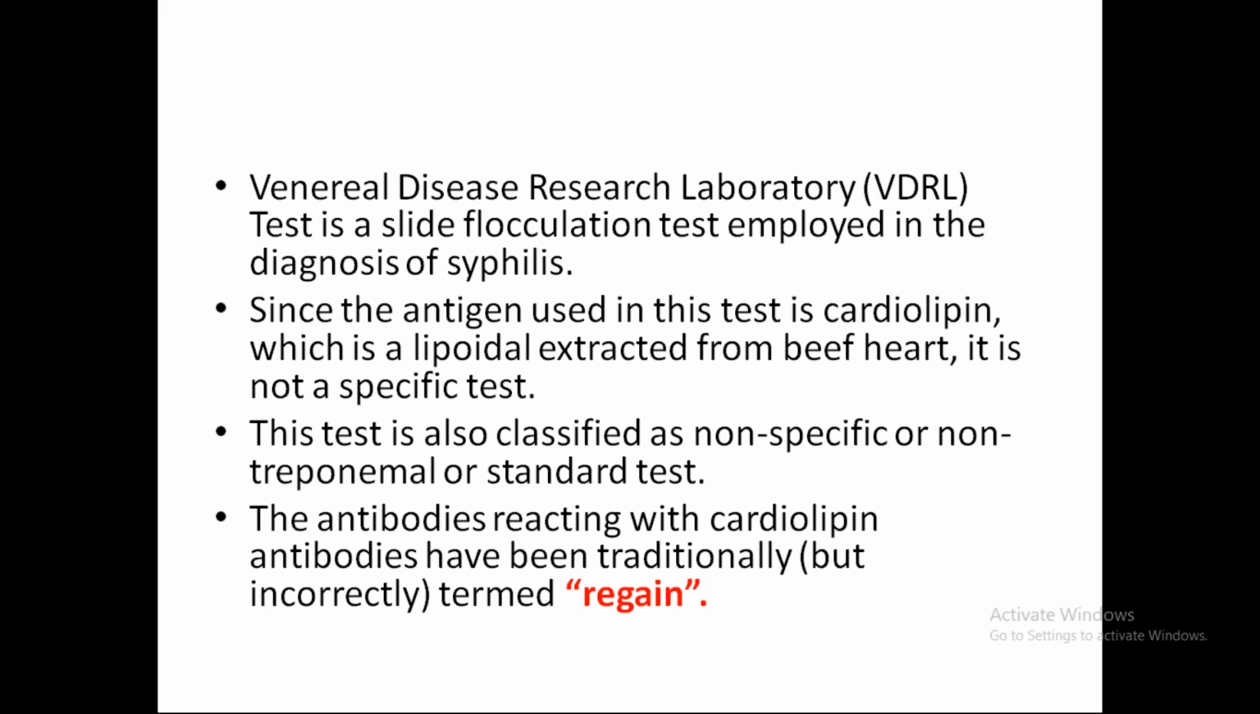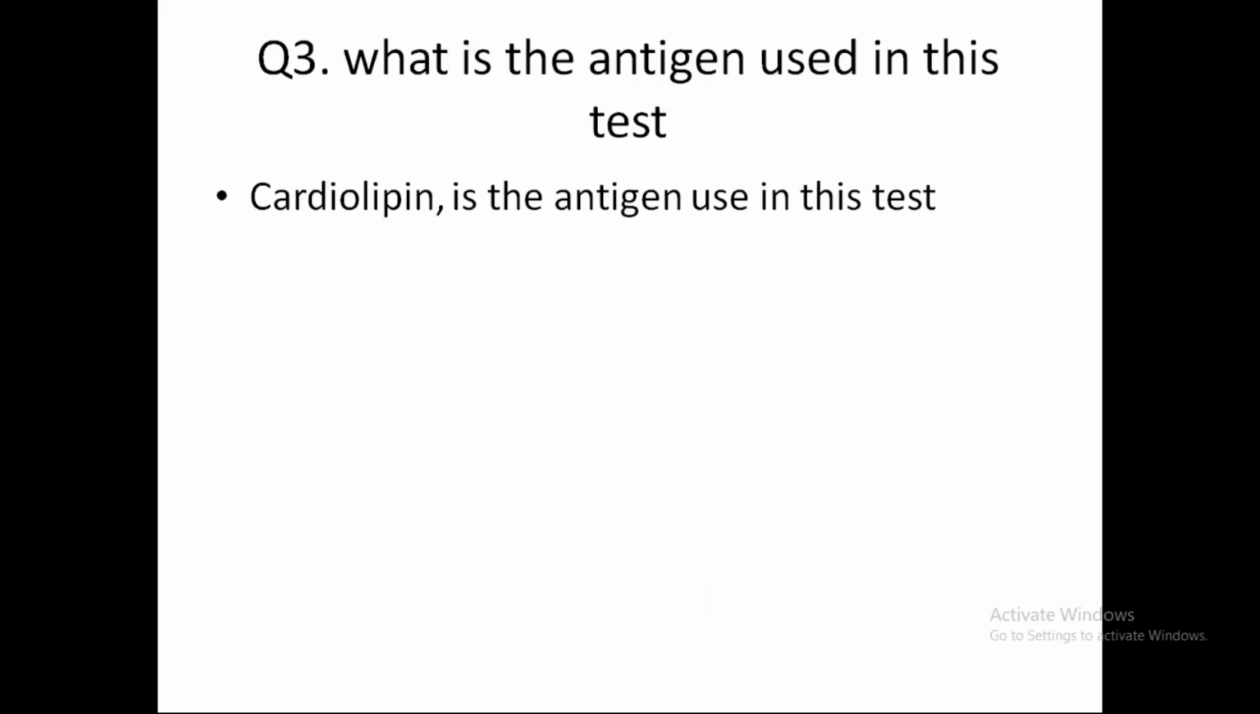So what is this? VDRL test is a slide flocculation test which is used for the diagnosis of syphilis. The antigen which we are using in this test is cardiolipin, which is usually obtained from beef heart. So it is a non-specific test. Next question. What is the antigen used in this test? Right, cardiolipin. Okay, now we are going to learn about what is cardiolipin antigen.